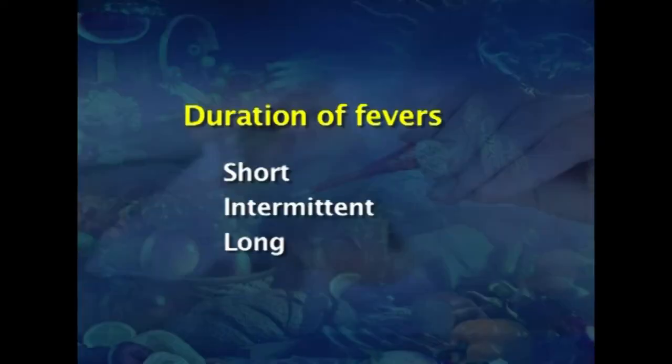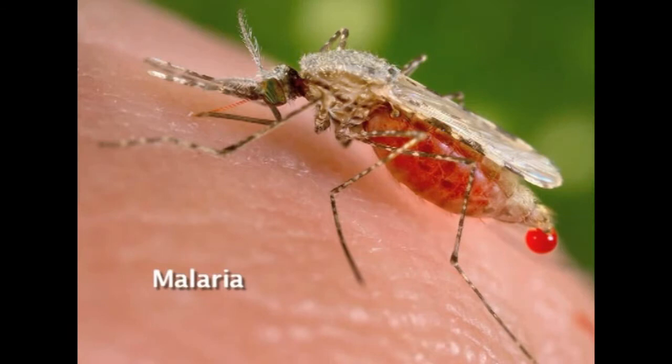The short, intermittent and long. This is called acute infection, and for the first one we will see malaria. It lasts from several days to months. Cold, tonsillitis, influenza, TB and typhoid, chickenpox, scarlet fever.